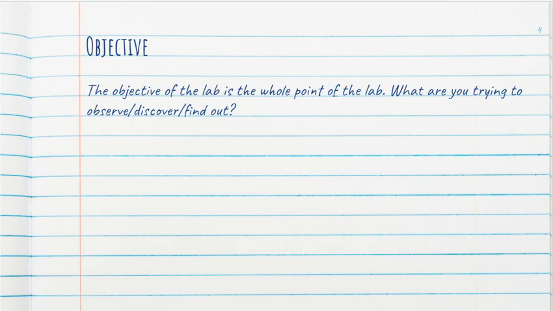So first up is an objective. Every lab should have an objective. Why are we doing this? What's the point? What are we trying to learn? So for our example, we're trying to learn which color of light helps plants grow the best, right?